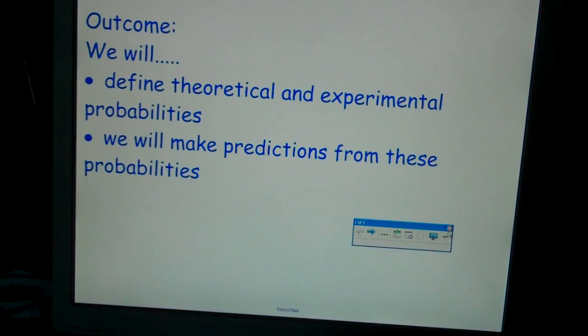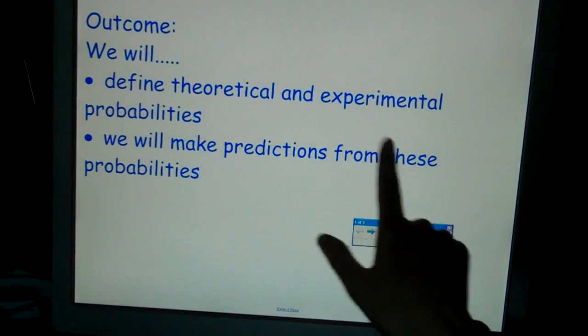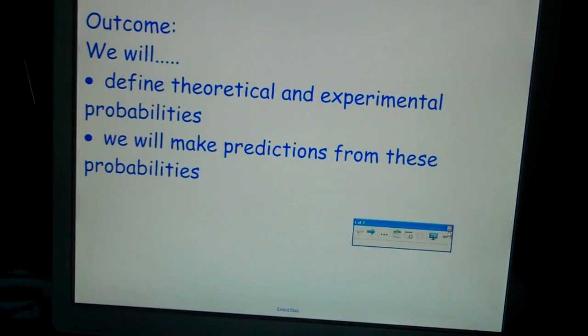Lesson 11.2 and 11.3, our outcome. We are going to define theoretical and experimental probabilities. And we're also going to make predictions with these probabilities.